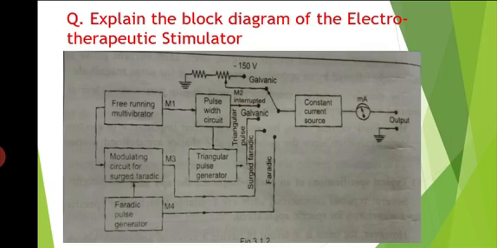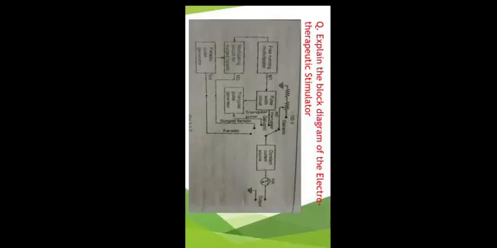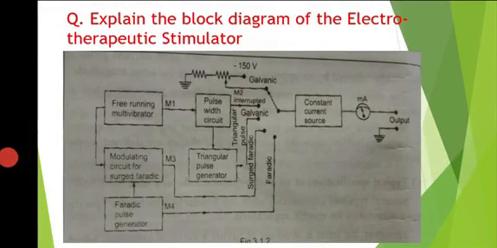The output impedance of a constant voltage stimulator is of the order of 100 ohms, and of a constant current type greater than 100 kilo ohms. This stimulator is isolated from the earth only.